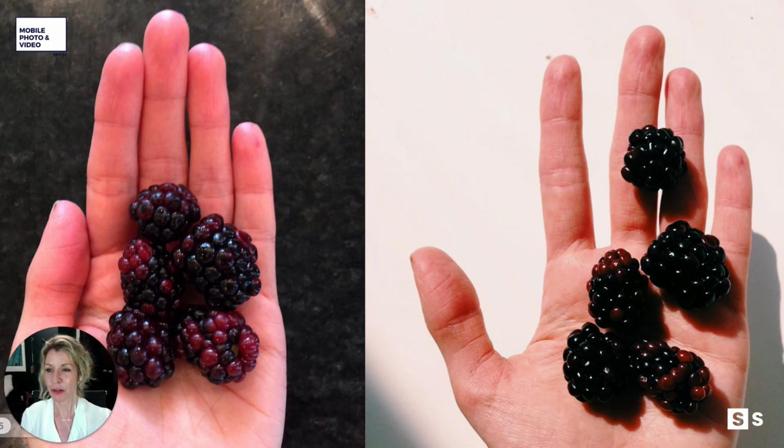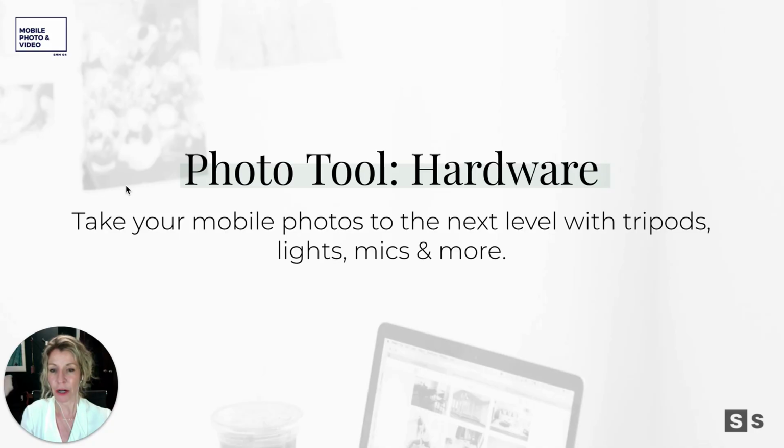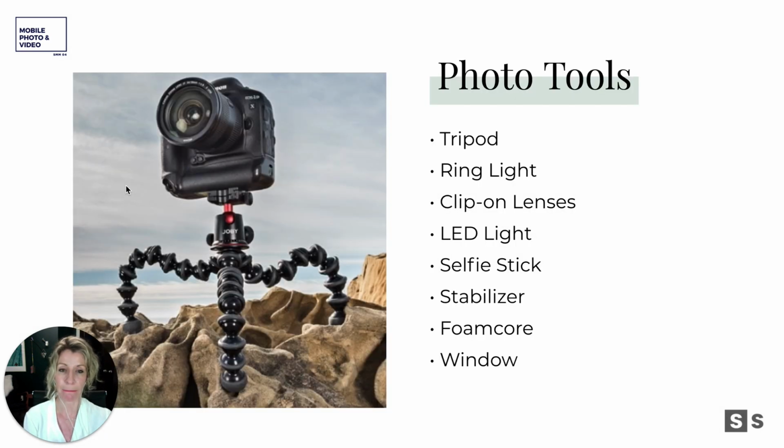Okay, we are moving straight along to hardware. So if we take our mobile photos to the next level, we are utilizing things like tripods, mics, and possibly accessory lighting, which can be, of course, so affordable now and easy to come by.